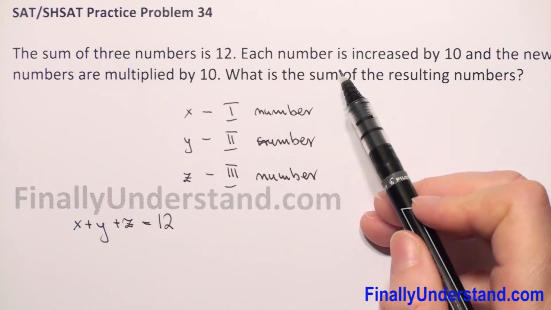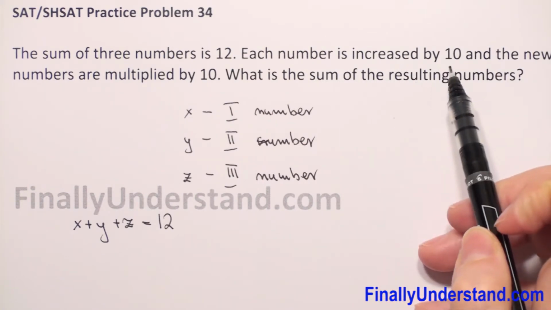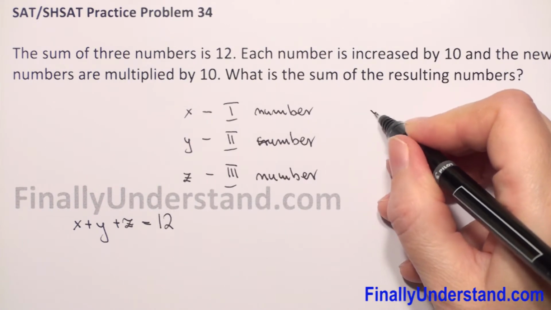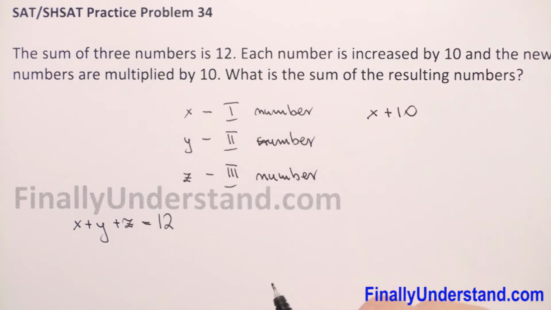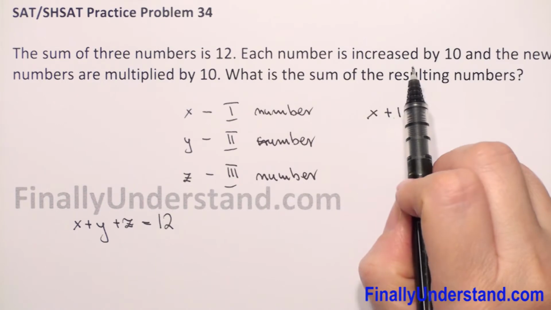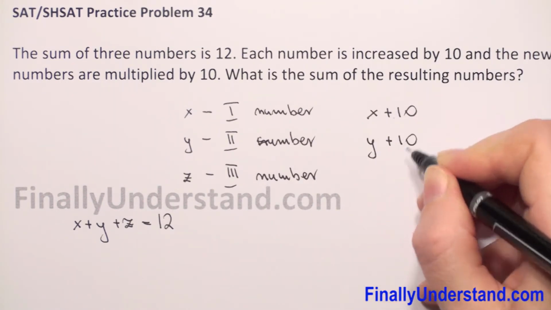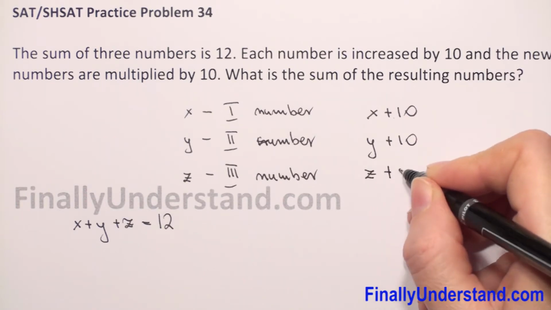Each number is increased by 10. So the first number is x. We increase this number by 10. So we have x plus 10. Each number is increased by 10. So the same we have to do with the second number and with the third number.